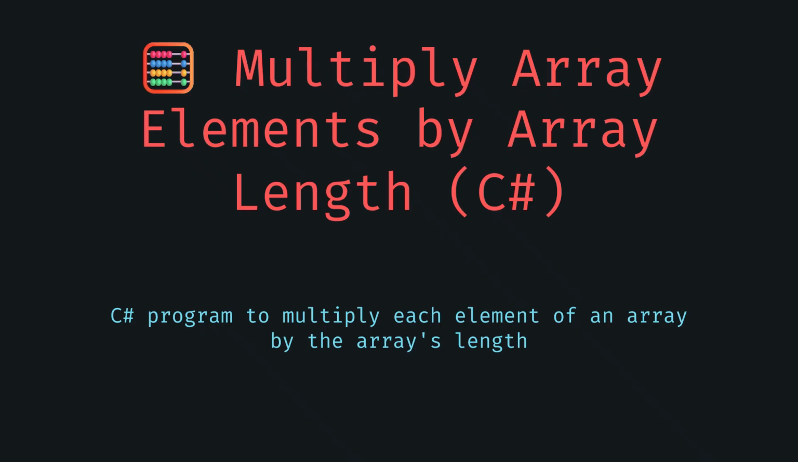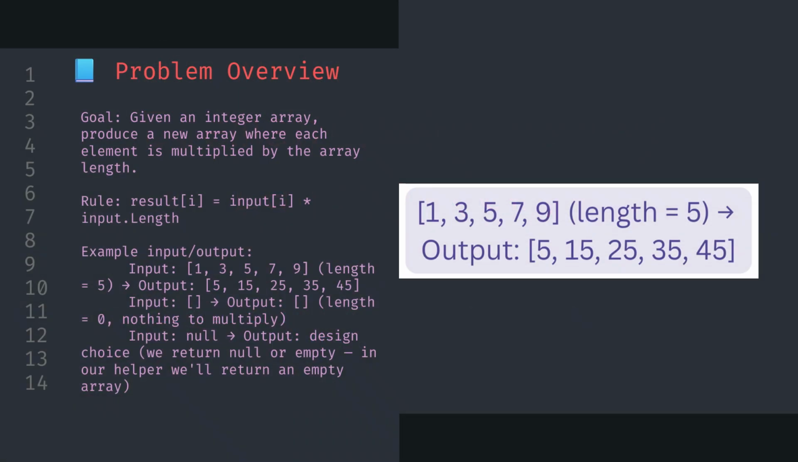On edge cases, let's jump into that problem. This is straightforward. We multiply every element by the number of elements in the array.